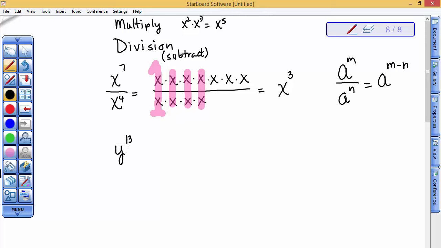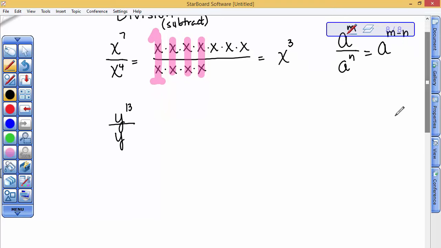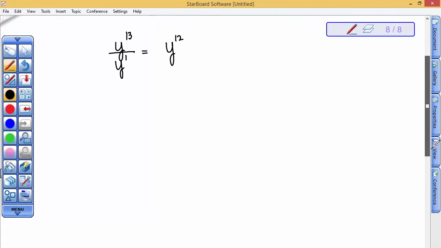So what's the exponent right here for this y? Yeah, that's a 1. And 13 minus 1 is 12. Let's do it again. And now let's do this with several variable factors.